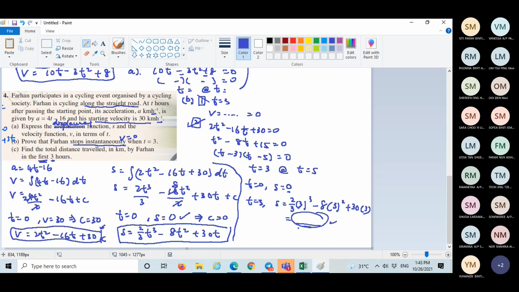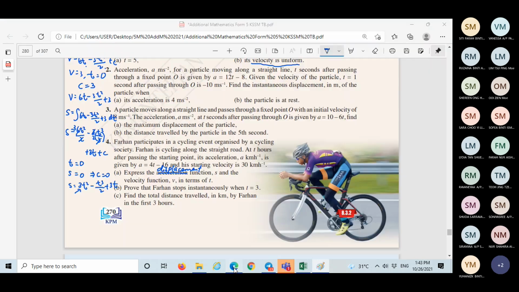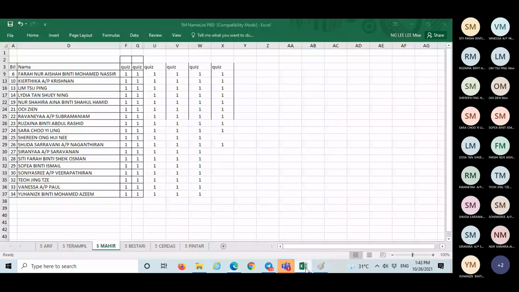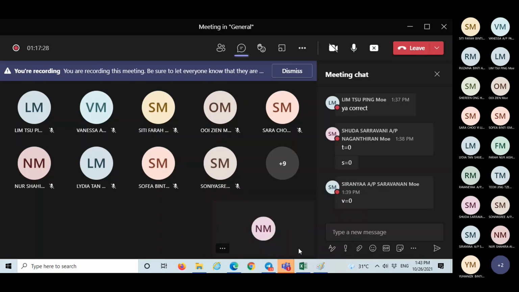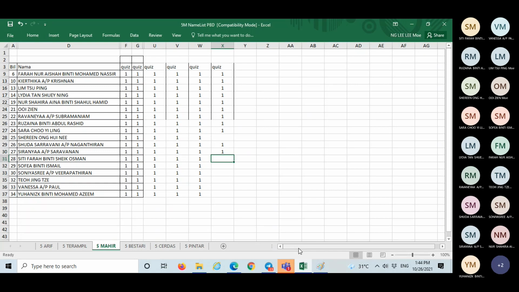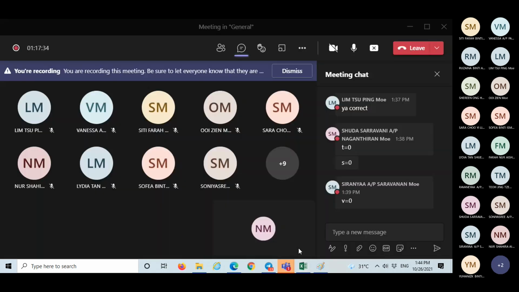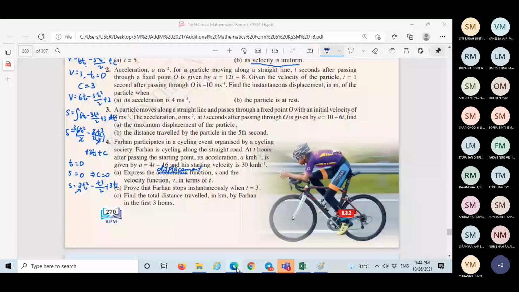We still have like 15 minutes more. We come back to the textbook. Okay, I have to give you 1 mark, right? We come back to the textbook.